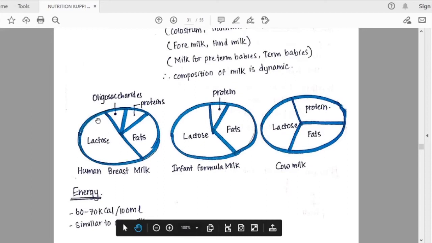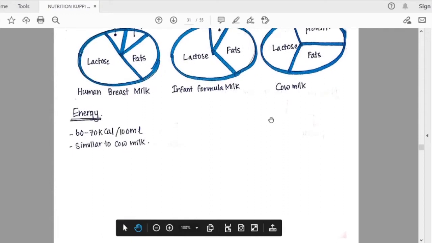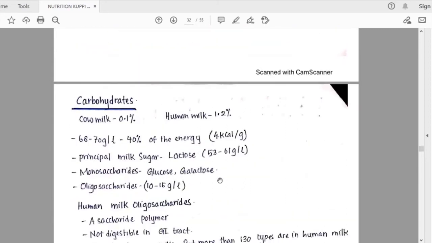Now, human breast milk contains oligosaccharides, proteins, fats and lactose. Infant formula milk contains protein, fats, and lactose, but it does not contain oligosaccharides. Cow's milk contains lactose, protein, and fats, but the protein content in cow's milk is much higher than in infant formula milk. The energy amount is 60 to 70 kilocalories per 100 milliliters of milk, similar to cow's milk.